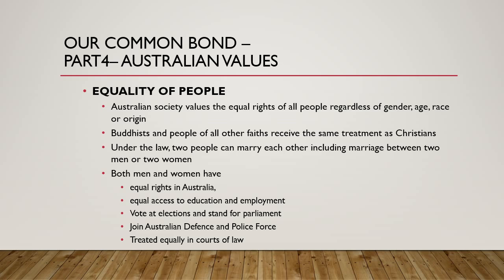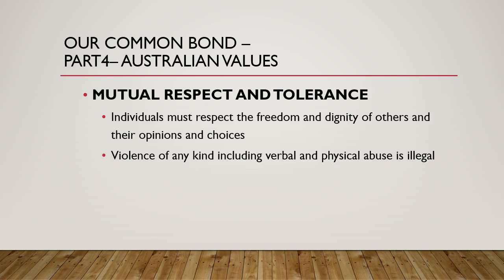So both men and women have equal rights in Australia. They have access to education and employment. They can vote at elections. They can join the Australian Defence and Police Force, and they are treated equally in courts of law. Mutual respect and tolerance. Individuals must respect the freedom and dignity of others and their opinions and choices. Violence of any kind, including verbal and physical abuse, is illegal.